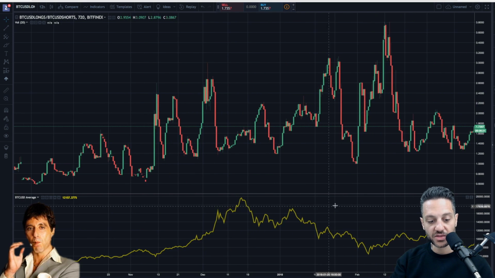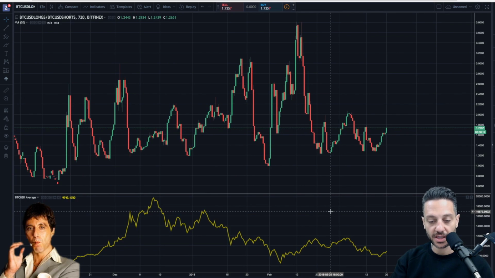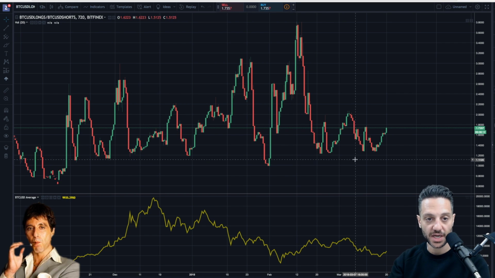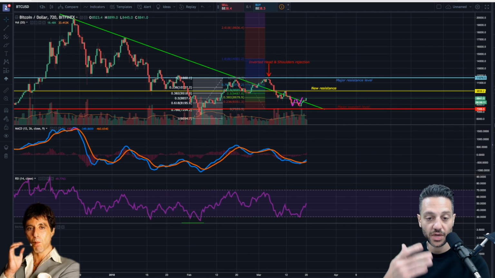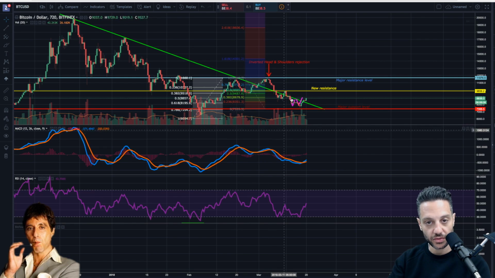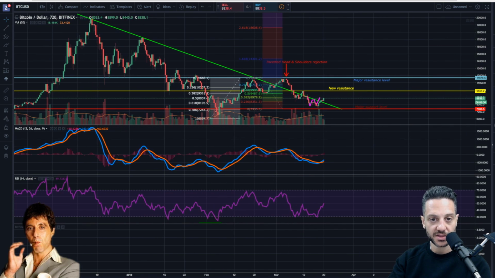So that is why I really like this indicator, because it is reading the market sentiment and is giving you a little bit of a heads up as to what is going to happen, and also giving you another point of confirmation after you do your technical analysis.